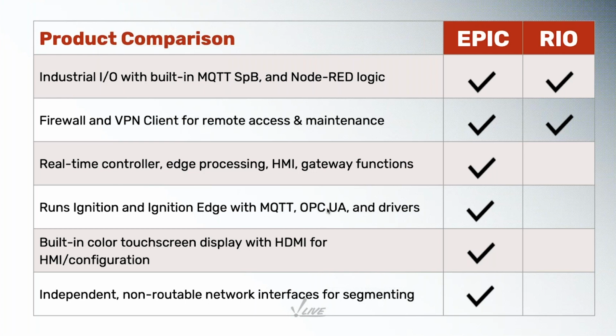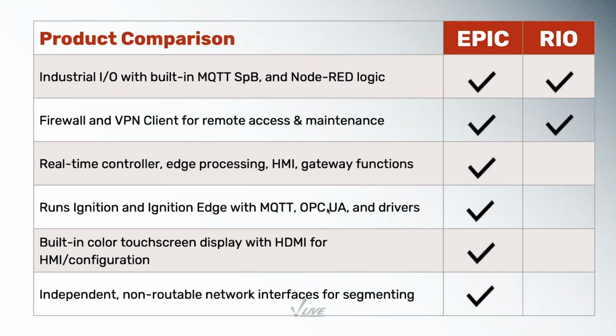Now, EPIC stands apart in that it is a real-time controller with two real-time control engines, one of those being the CODESYS IEC 61131 real-time control engine, and our own flowchart-based control engine. And then we're doing lots of HMI, edge processing, gateway functions, and so on. Also what sets them apart is EPIC runs Ignition and Ignition Edge, your choice, pre-installed, ready to go with MQTT and OPC UA drivers.